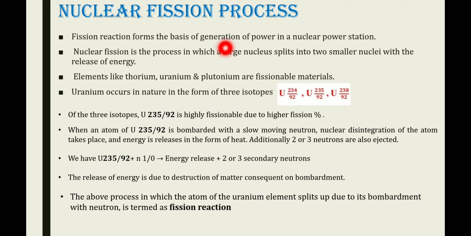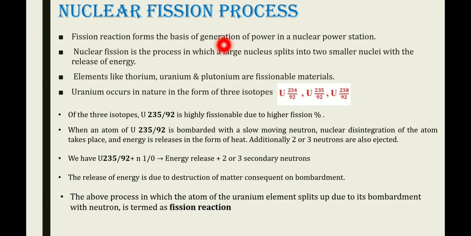Mass defect means that the heavy element we are going to use, uranium-235 with atomic number 92, has a mass number of 235 and an atomic number of 92. What does 235 indicate? It is the mass number. Then what does 92 indicate? The atomic number of this uranium-235.